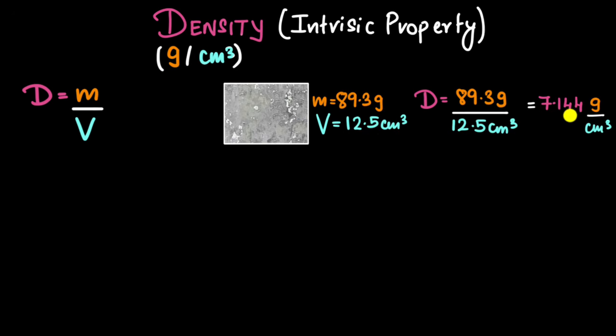Let's not worry too much about how many digits we need to round it off and how we figure this out. For now, let's just round it off to 2 digits. So it'll be 7.14 grams per centimeter cube. That's the density of this material.